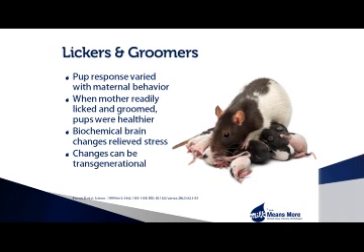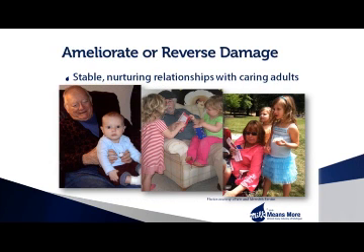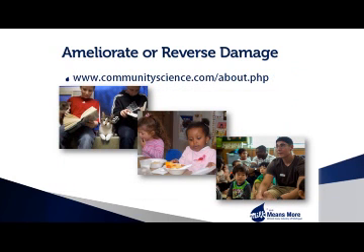These positive changes also can be transgenerational. In humans, stable nurturing relationships with caring adults prevent or reverse the damage. Because the human brain does not fully form until age 25, it's possible to ameliorate the negative stress of ACEs. The earlier, the better. Community programs differ according to the context, need, and possibility. Find out about enrichment programs across the country at the website indicated here.